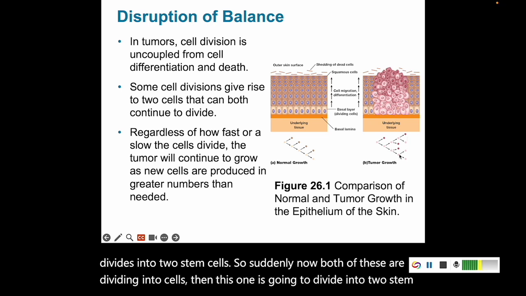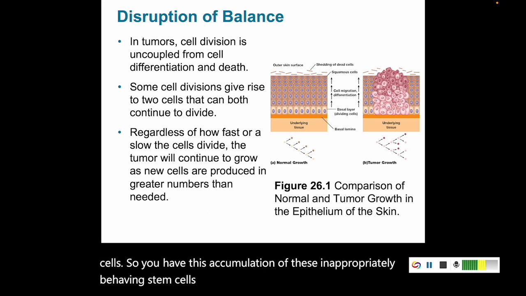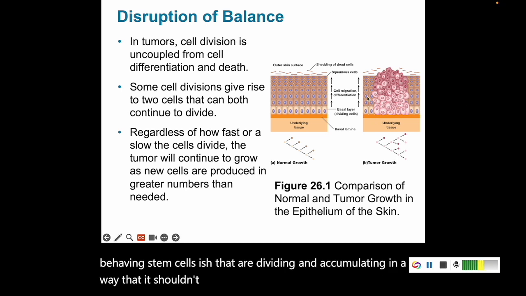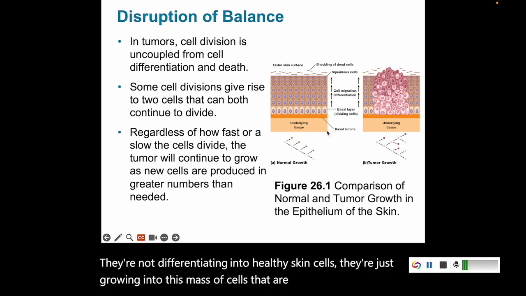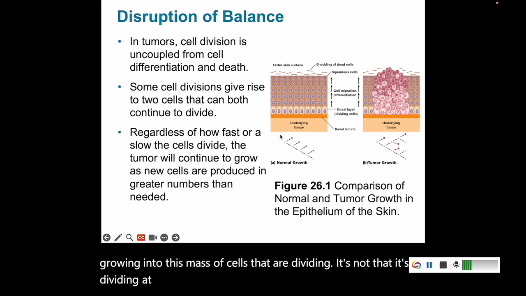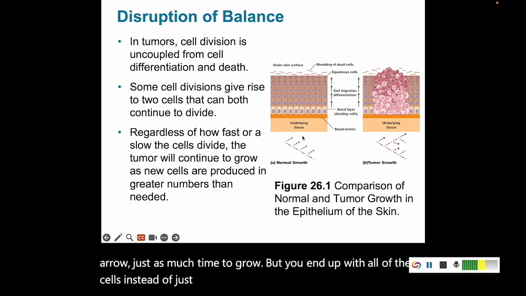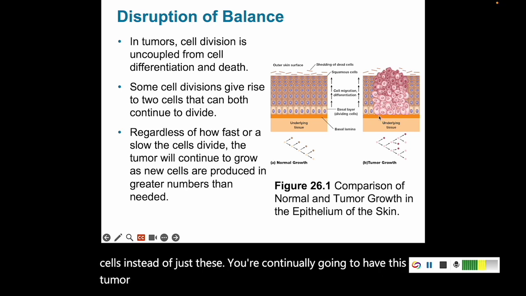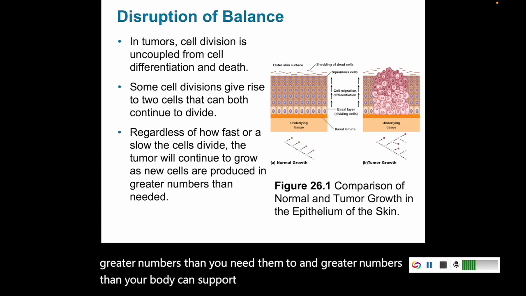So you have this accumulation of these inappropriately behaving stem cells-ish that are dividing and accumulating in a way that they shouldn't be. They're not differentiating into healthy skin cells. They're just growing into this mass of cells that are dividing. It's not that it's dividing at a faster rate. It's still taking just as much time to grow, but you end up with all of these cells instead of just these. You're continually going to have this tumor growing because new cells are just being produced in greater numbers than you need them to, in greater numbers than your body can support and sustain in a healthy way.